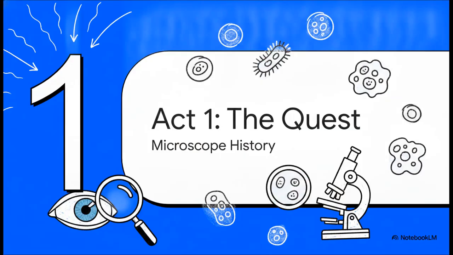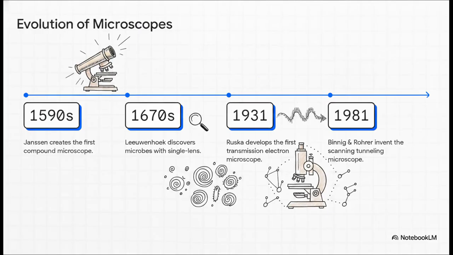So, Act 1, the quest. Every great invention usually starts with a frustrating physical limitation. And for us, it's the simple biological fact that the naked human eye just can't distinguish objects that are smaller than about 0.1 millimeters. That hard biological barrier is exactly what sparked the creation of the microscope in the first place. It's amazing to think we can cover 400 years of history in one quick sweep.